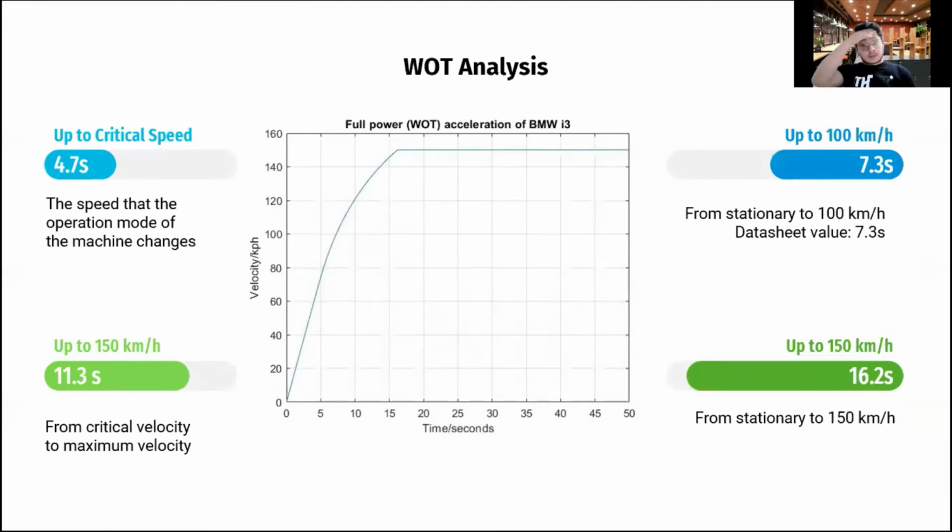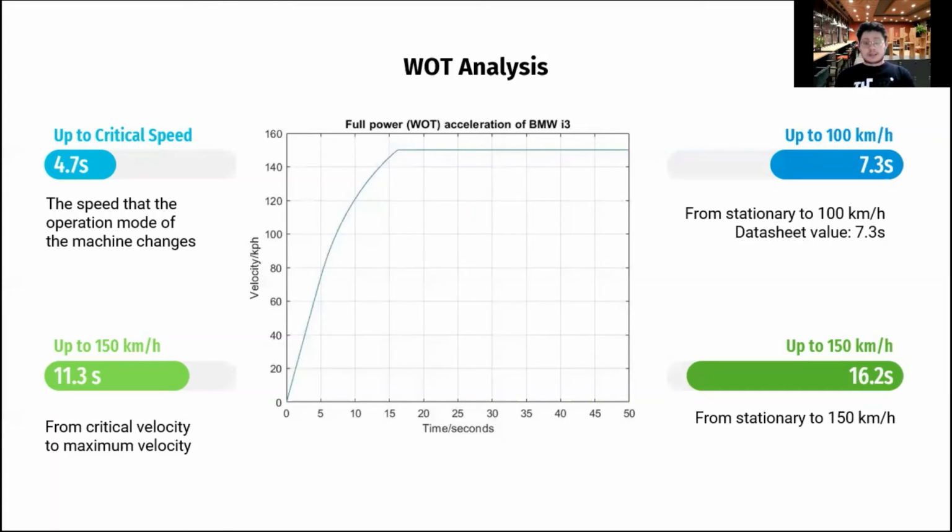As you know, electric machines have 2 operating conditions. One of them is the base speed region and the other one is the field weakening region. The speed at which the operation mode of the machine changes is called the critical speed value. At that point, the torque of the machine is maximum. For BMW i3, this speed is around 73 km per hour, and the vehicle reached this critical velocity in 4.7 seconds in our simulation.